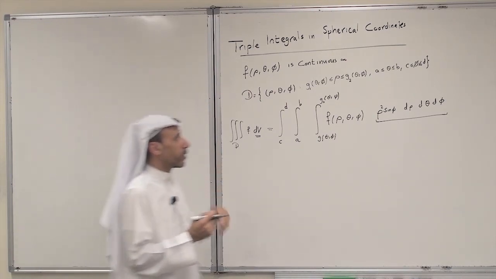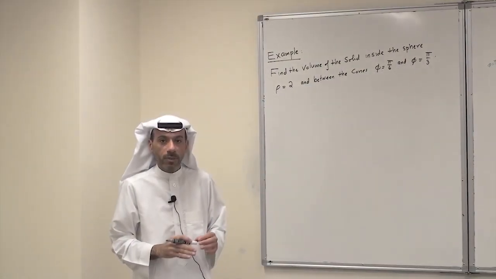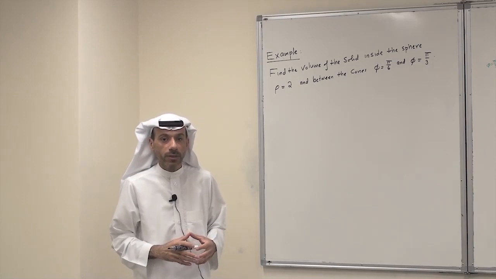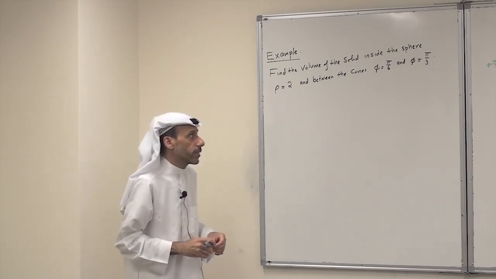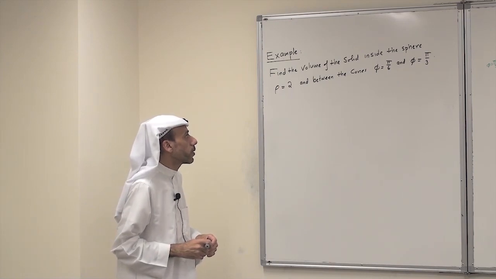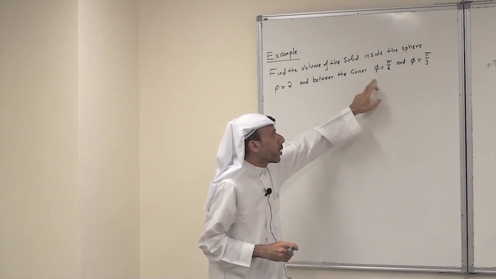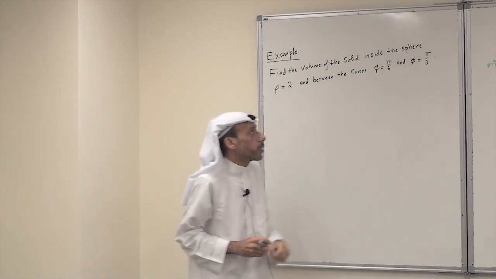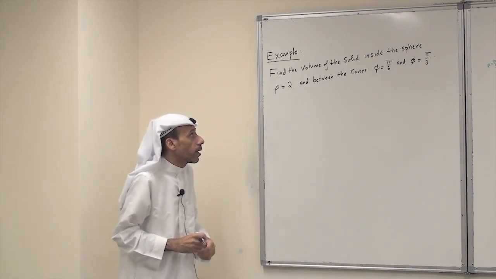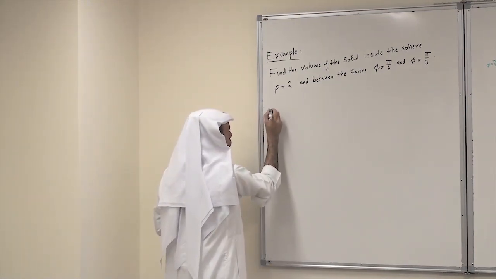We'll illustrate this with the following example. To illustrate triple integrals in spherical coordinates, we consider the following example. Find the volume of the solid inside the sphere rho equals 2, and between the cones phi equals pi over 6 and phi equals pi over 3. So it is a volume problem, so the solution, as usual.